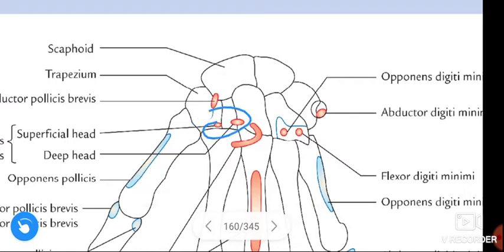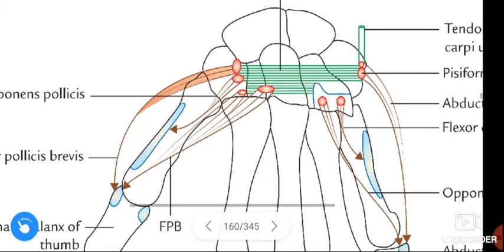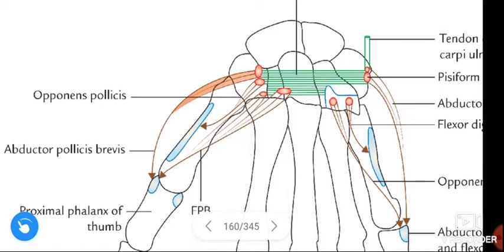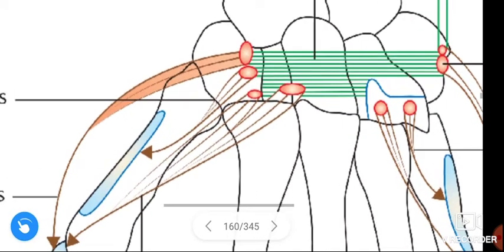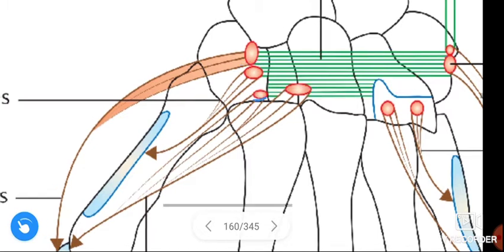Observe this region, guys. See here, I already told you that this is the superficial head, this is the deep head. The origin of this superficial head is from the distal part. See here, this is the proximal, and this is the distal part of the flexor retinaculum. Superficial head is from the distal part of the flexor retinaculum.